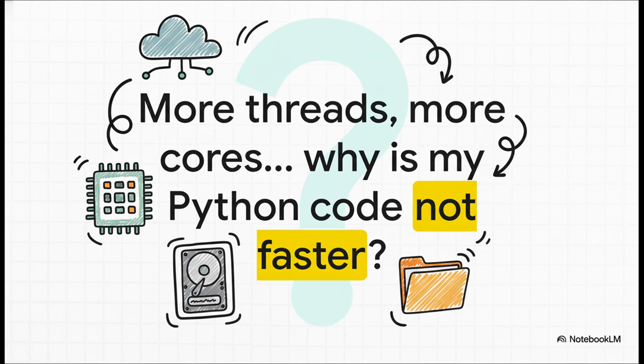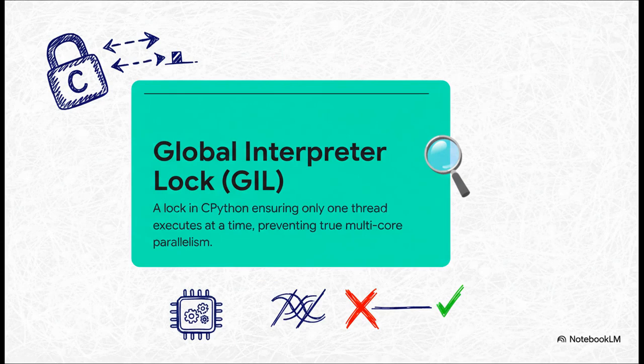You add more threads, you run your code on a beast of a machine with tons of cores, and nothing. The speed doesn't budge. So what gives? The answer, the culprit, is something called the Global Interpreter Lock, or the GIL. It's a fundamental piece of CPython, which is the version of Python we all use, and it basically enforces a strict rule: one thread at a time.